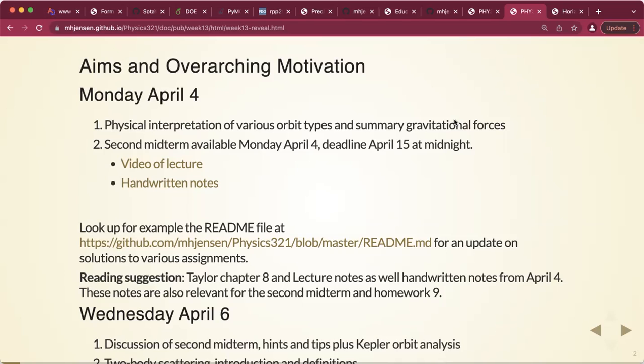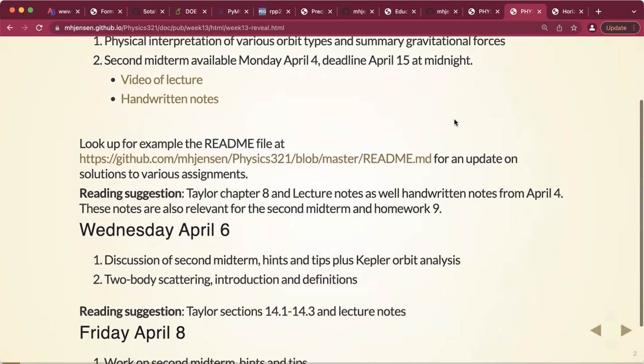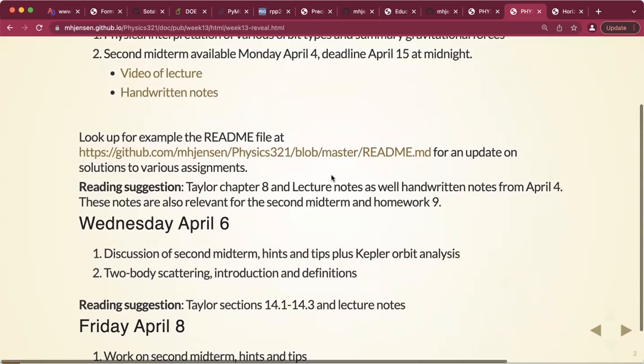Let me also remind you of some small things. If you click on the README file, you will find the solutions to various assignments. For the second midterm, looking at what you did in homework 5 is very relevant, and you can actually reuse that code. If you're unsure whether your code was running correctly, you can always look into the solution to homework number 5.